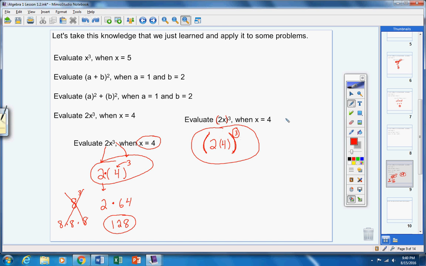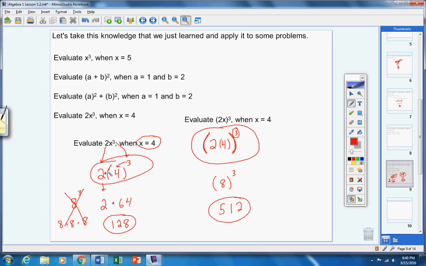And I knew that because look at the original problem. The original problem right here has what? Parentheses around the 2x. That means the 3 goes to everything inside of here. So 2 times 4 is 8. And now take 8 to the third power, which is 8 times 8 times 8, which would give you 512. Now students, this material is not super easy, but you can handle this. You should see the difference.